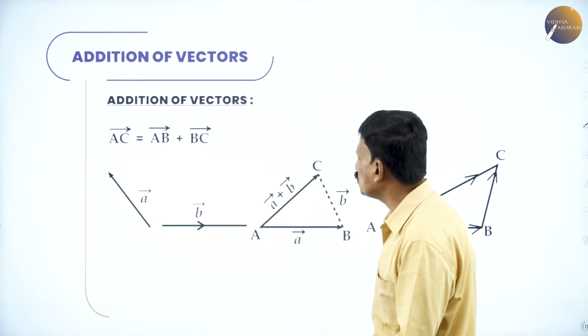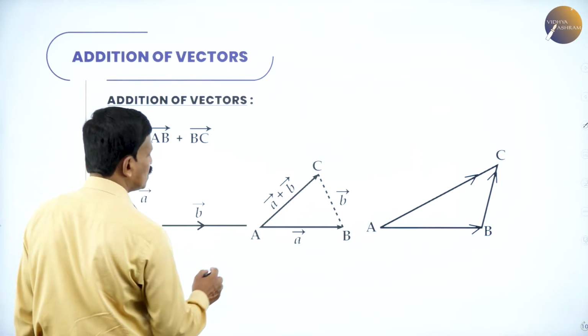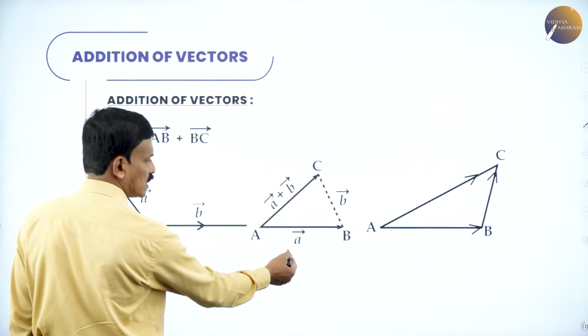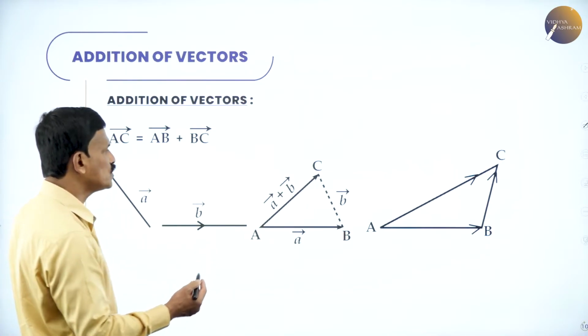Now let us consider the two vectors, vector A and vector B. Suppose this is vector A and this is vector B. AB is vector A and AC is vector B. Then how do we add these two vectors?